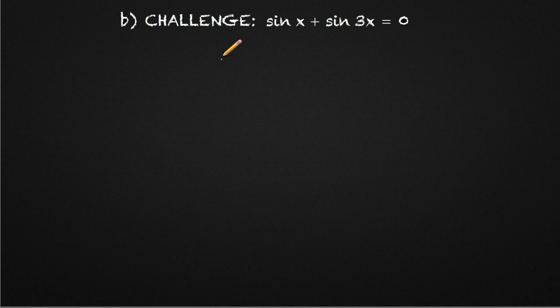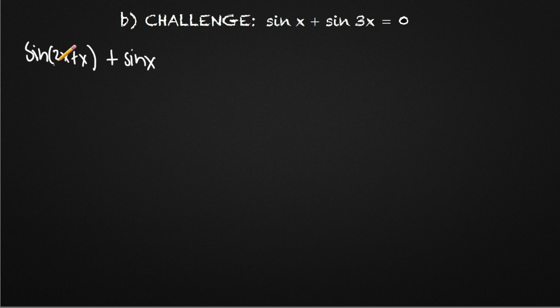Okay, part B is a challenge problem. So you have sine of x plus sine of 3x equals 0. All right, so the first thing we recognize here is that we have a sine of 3x. So we need to break that up into the sine of 2x plus x. And then, of course, sine of x from this part here. I'm going to leave the equal 0 off until the end.